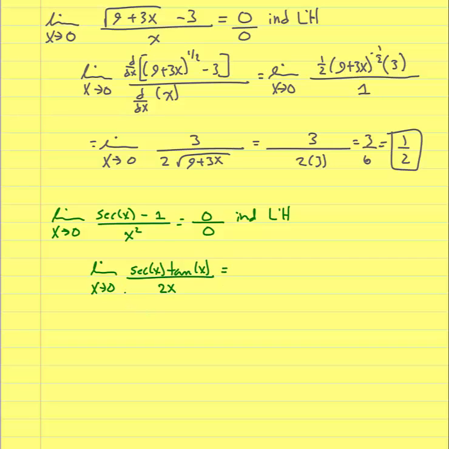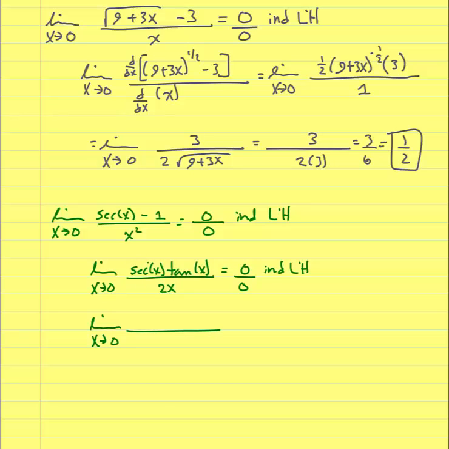Let's go ahead and take our limit again. Secant of 0 is 1, and that's something you should know from your trig ratios and also from knowing your unit circle. Same with tangent of 0 is 0. So I get 0 over 0, and I need to establish again that this is indeterminate L'Hopital's. I go ahead and take my derivatives.